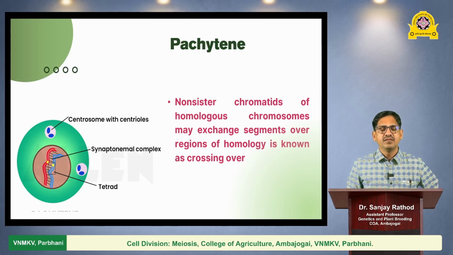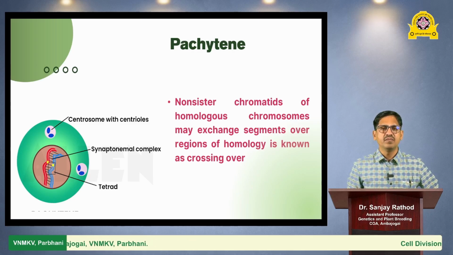The third substage of prophase first is pachytene, where non-sister chromatids of homologous chromosomes may exchange segments or regions of homology, which is known as crossing over. It means the actual crossing over takes place in pachytene and it is between non-sister chromatids of homologous chromosomes.